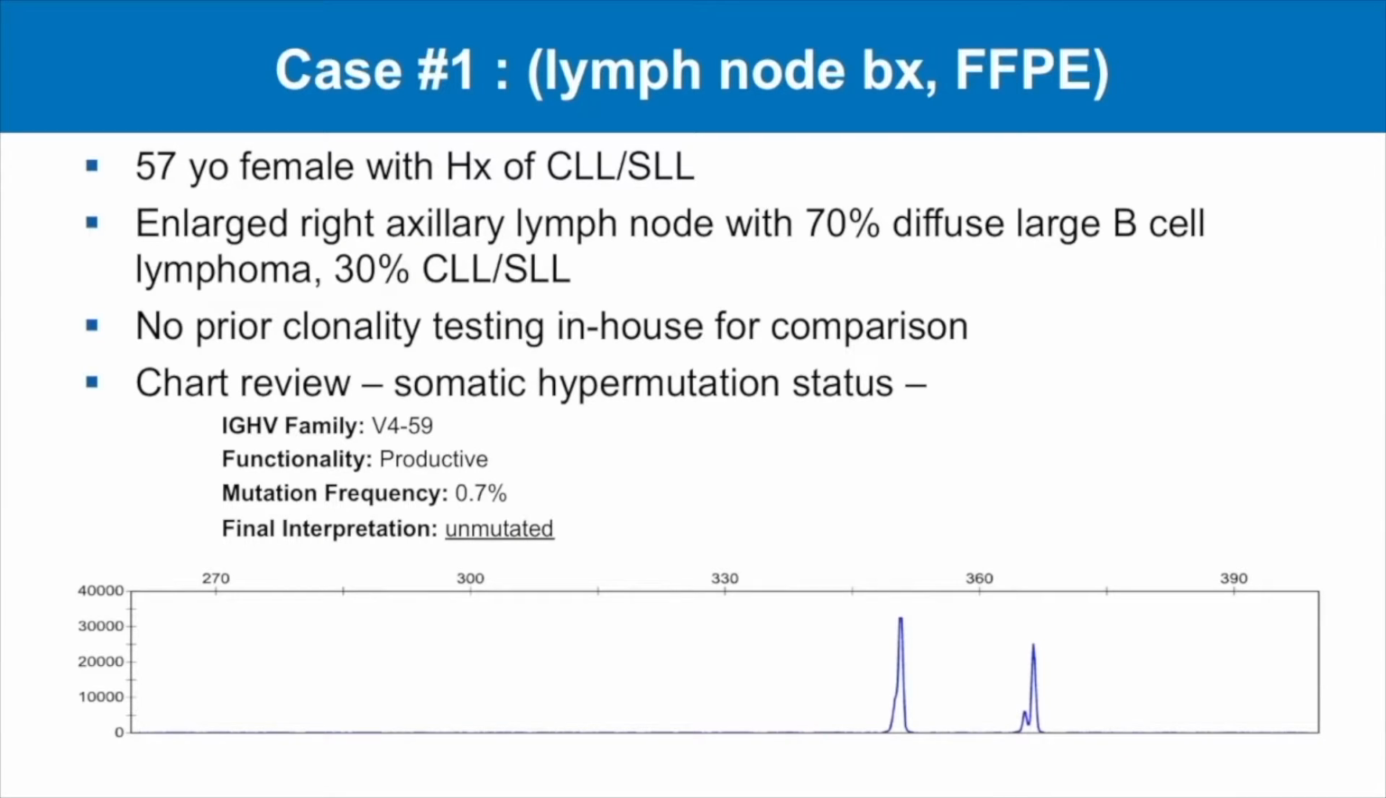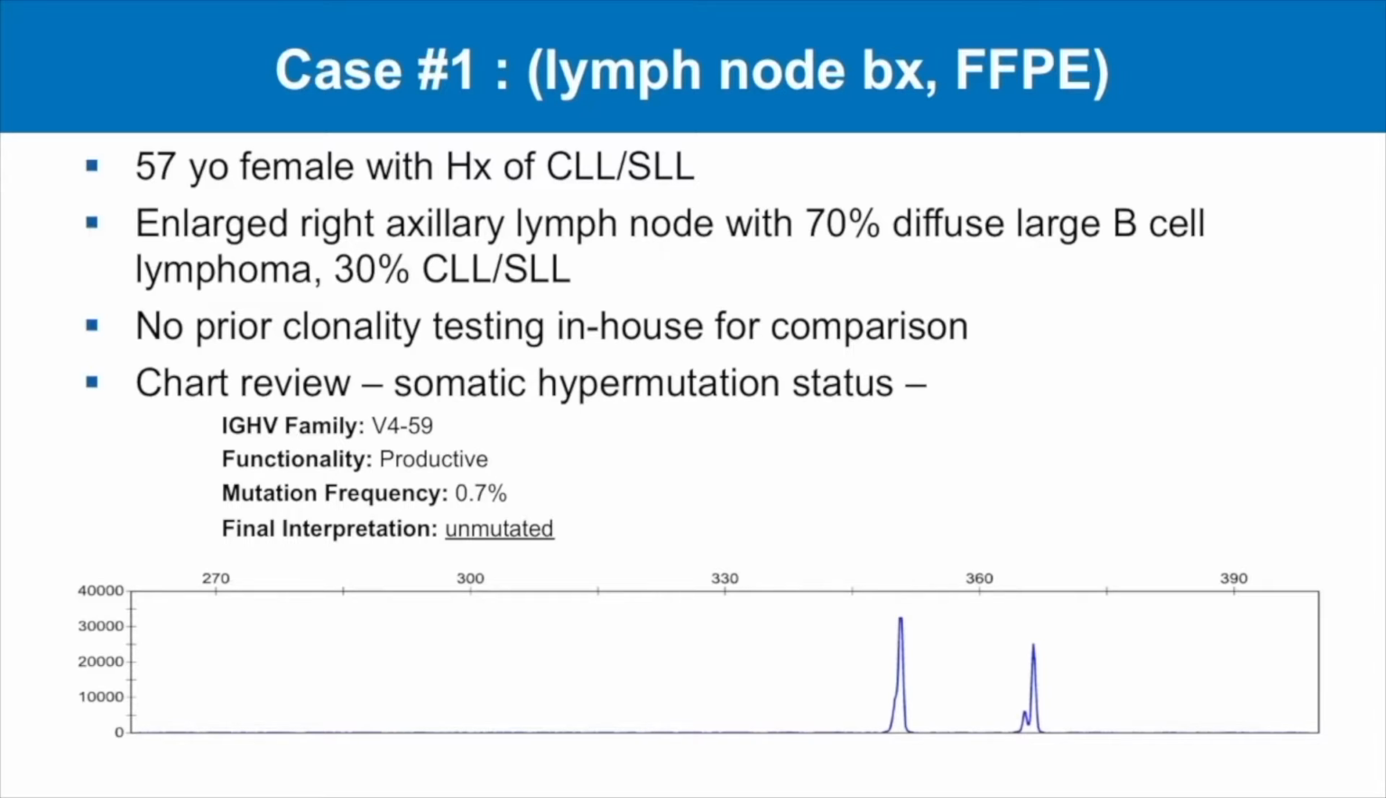And this biopsy is from a 57-year-old female who had a history of CLL, SLL, and came to the clinic with an enlarged right axillary lymph node with 70% diffuse large B-cell lymphoma. And the question was, is this a transformation from an original CLL? It did have a CLL in the background, which was about 30%. There was unfortunately no prior clonality testing in-house for us to be able to compare.